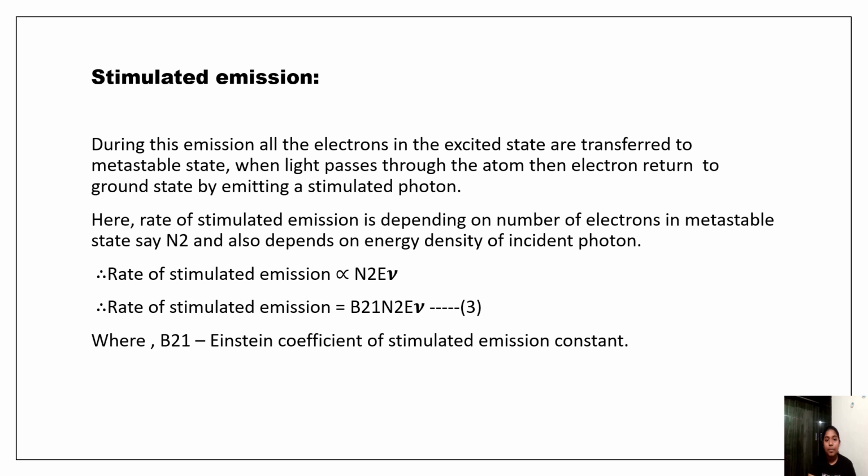Stimulated emission. During this emission, all the electrons in the excited state are transferred to the metastable state. When the light passes through the atom, the electron returns to the ground state by emitting a stimulated photon. Here, the rate of stimulated emission depends on the number of electrons in the metastable state N2 and also depends on the energy density of the incident photon. Therefore, the rate of stimulated emission is directly proportional to N2 E mu. That is, the rate of stimulated emission is equal to B21 N2 E mu, where B21 represents the Einstein coefficient of the stimulated emission constant.